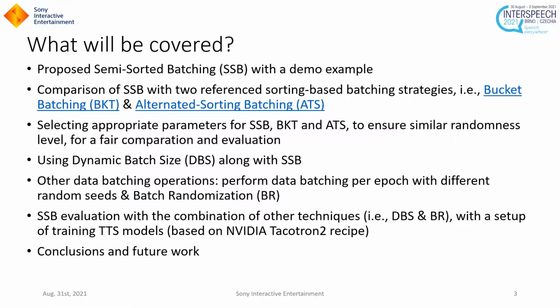We will also discuss some other data batching operations, such as performing data batching per epoch with different random seeds and doing batch randomization after batching. In the result section, we will evaluate semi-sorted batching with the combination of other techniques, such as dynamic batch size and batch randomization, with the setup of training TTS models based on the NVIDIA Tacotron 2 recipe. Finally, we will give conclusion and future work.